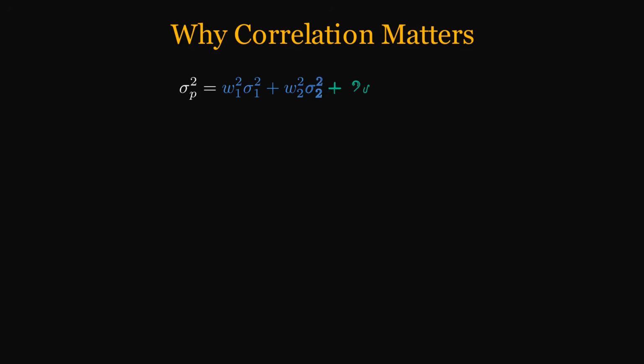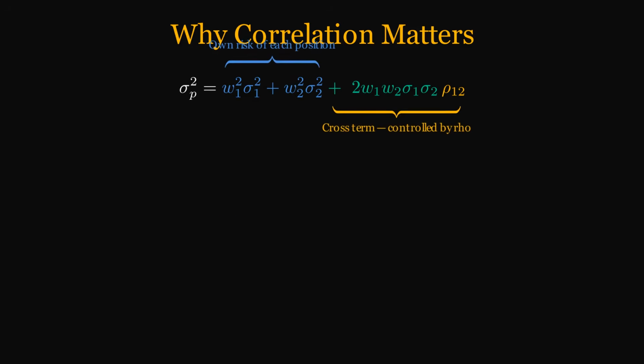The portfolio variance formula has three parts. The first two terms, shown in blue, capture each asset's individual risk weighted by allocation. Those are fixed once you choose your positions. The critical third part is the cross-term in teal and gold, 2 times the weights times the individual volatilities times rho. When rho is high, this term inflates total portfolio risk. When rho is low or negative, this term shrinks it. That single number rho determines whether diversification actually works.